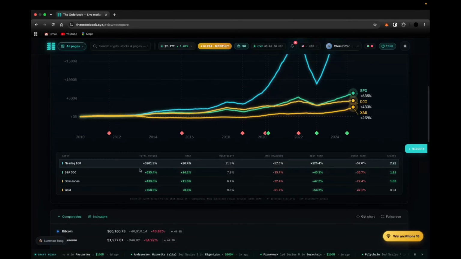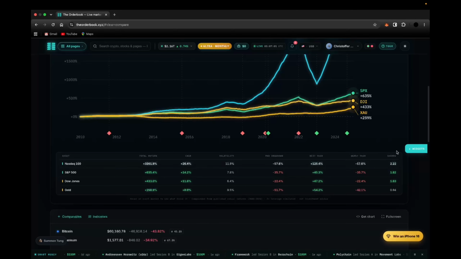Below the race, you get the actual data. Total return is the full gain over the period. CAGR is the average yearly growth, smoothed out. Volatility shows how bumpy the ride was. Higher volatility means bigger swings, both up and down. Max drawdown shows the worst drop from a previous high. Basically, the biggest fall you would have had to sit through.